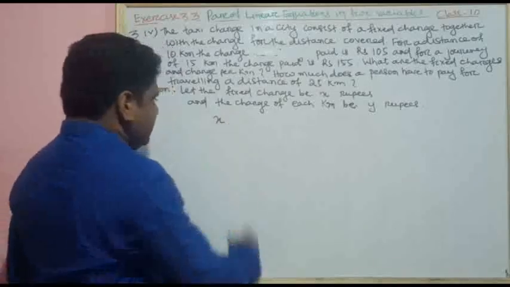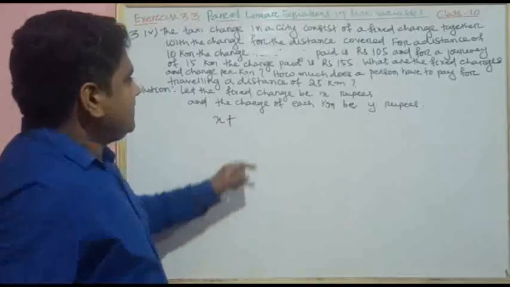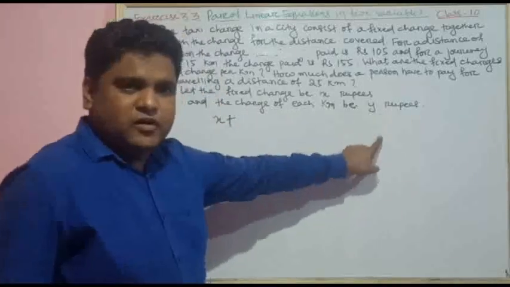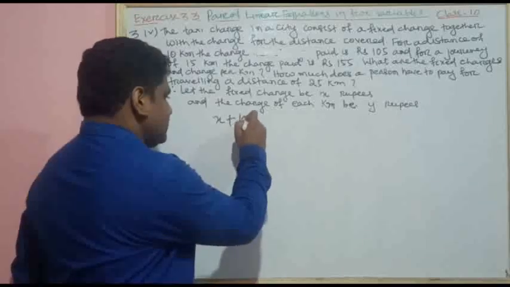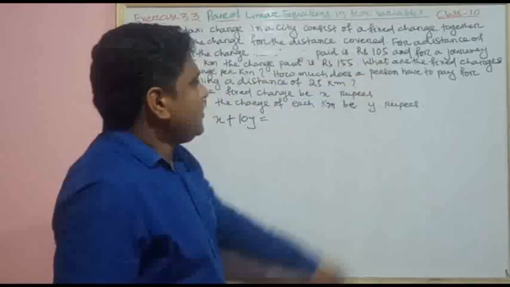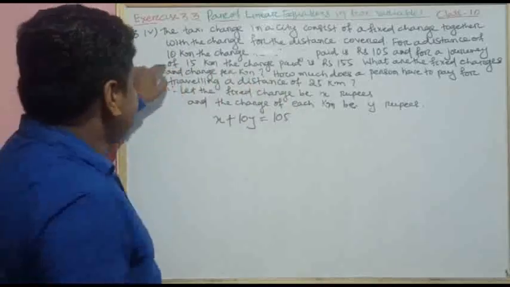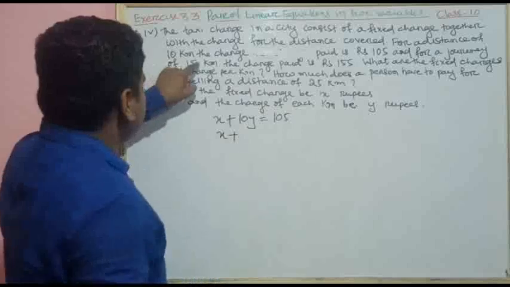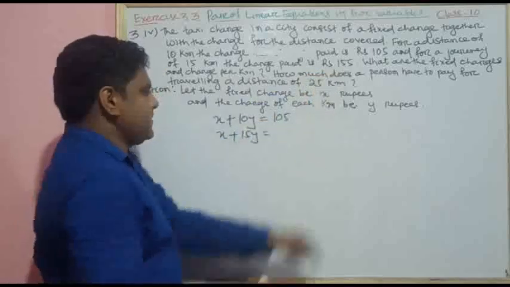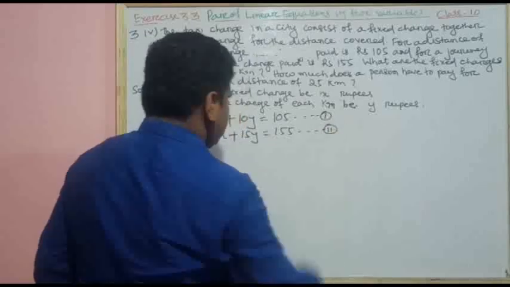If you enter into the taxi you have to pay the fixed charge x, and if a person travels 10 km, the charge for each kilometer is y. So for 10 km you have to pay 10y rupees, and for this journey you have to pay a total sum of 105 rupees. Similarly, if a person enters into the car he has to pay x rupees, and for 15 km he has to pay 15y, so x + 15y = 155. Let it be equation 1 and let it be equation 2.